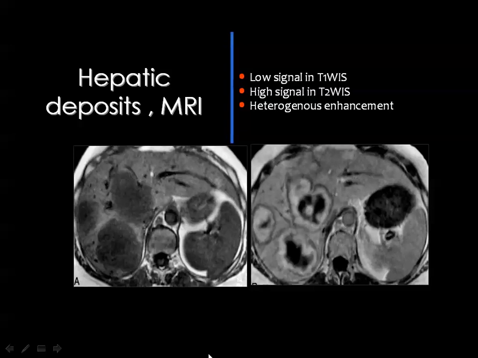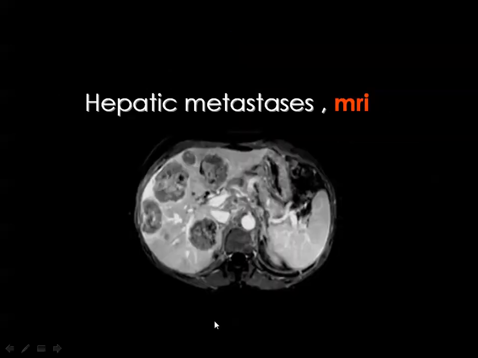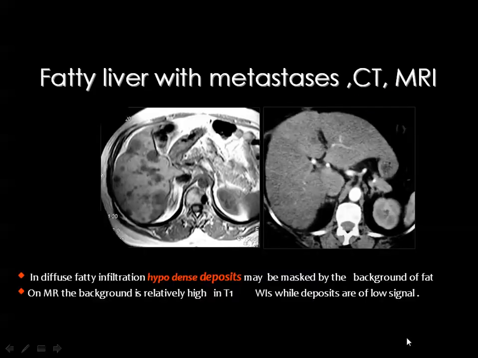Metastasis will show low signal in the T1, high signal in the T2, and the heterogeneous post-contrast enhancement. And this is MRI T1 weighted image after contrast injection, and you see multiple focal lesions representing metastatic deposits. And this is the CT scan and MRI.